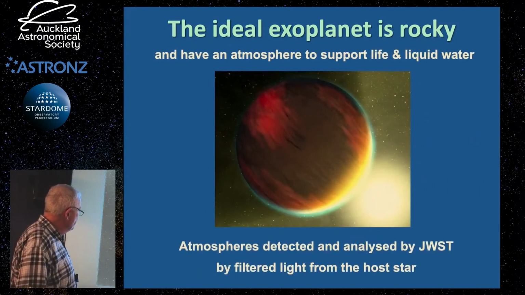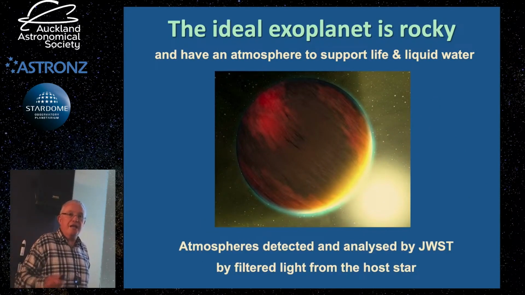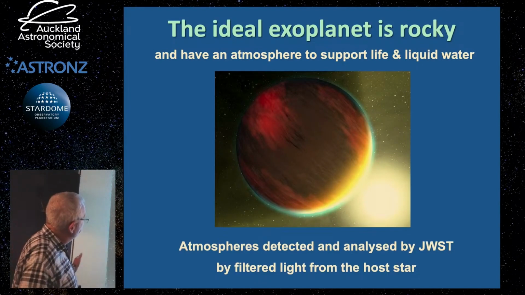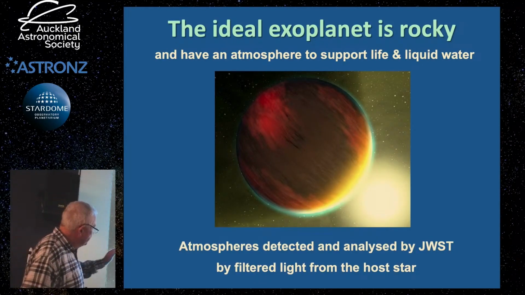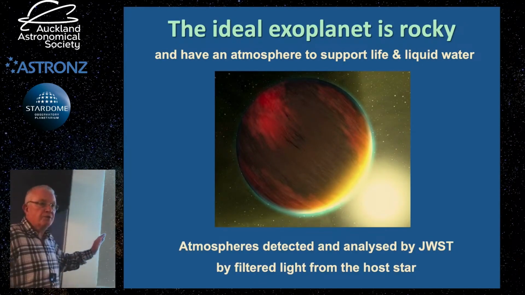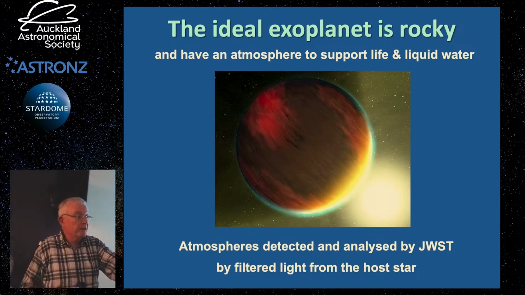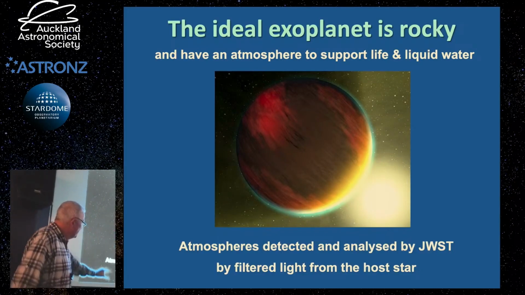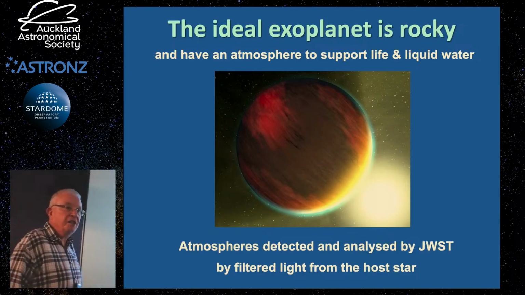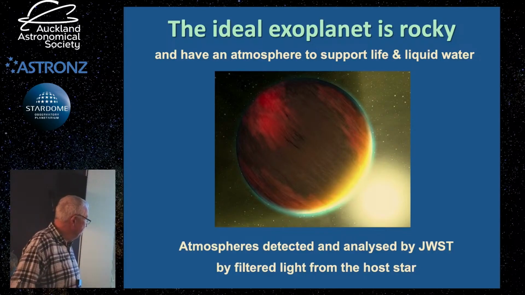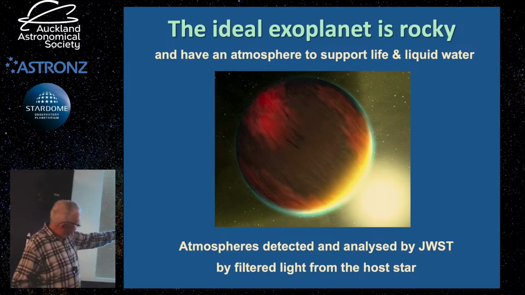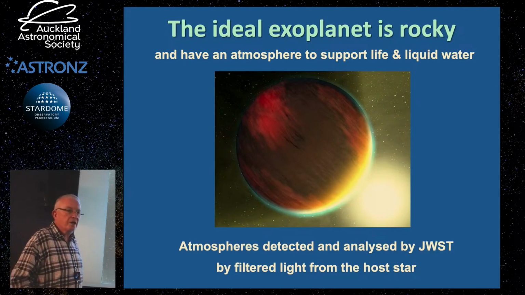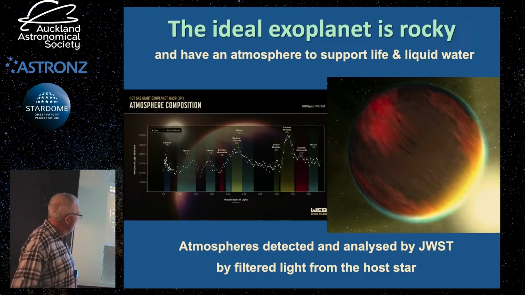As mentioned before, you want an atmosphere to keep liquid water, but also for life to respire and support life. So atmospheres are detected and analysed, which we'll talk more about next month when we talk about spectroscopy. I'll touch upon it a little bit now: the James Webb Space Telescope has been very good at identifying whether one of these rocky planets has an atmosphere, by looking at the light from the host star that gets filtered through the edge of the planet's atmosphere.